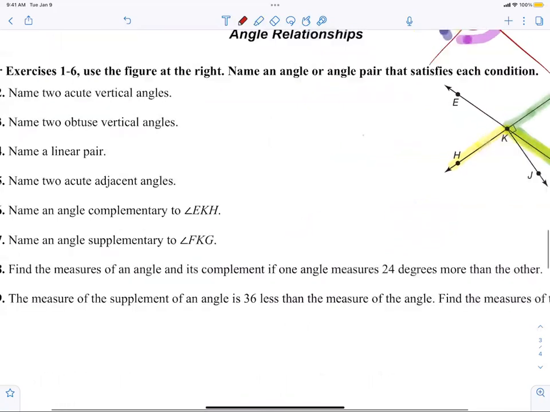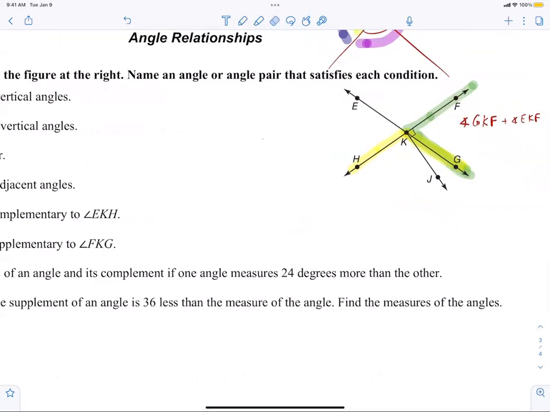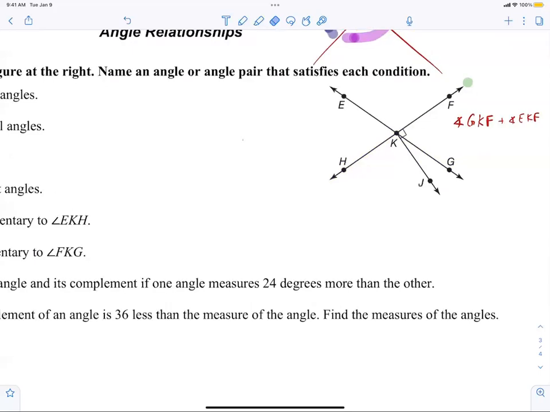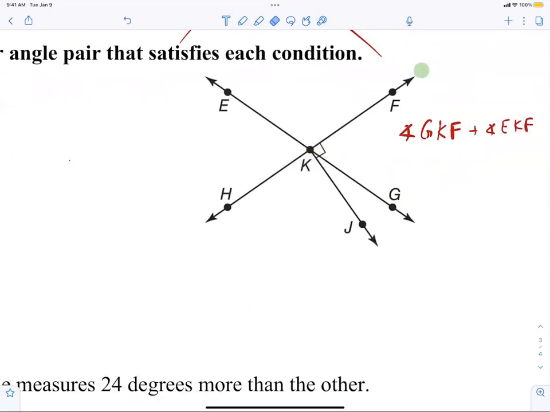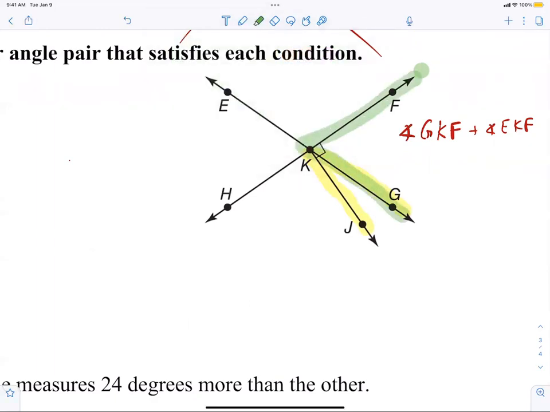Okay. Name two acute adjacent angles. Now, what does acute mean? Less than 90 degrees. Adjacent means right next to each other. So what two angles are next to each other that are both acute? Yes, thank you. JKG and FKG. Those are acute adjacent angles. Everybody good with that?